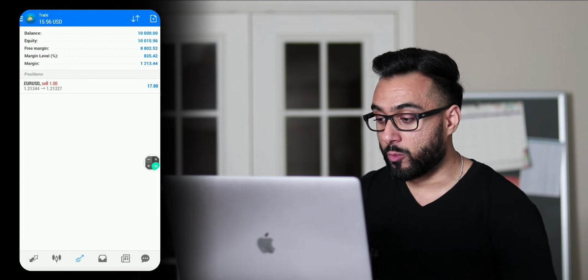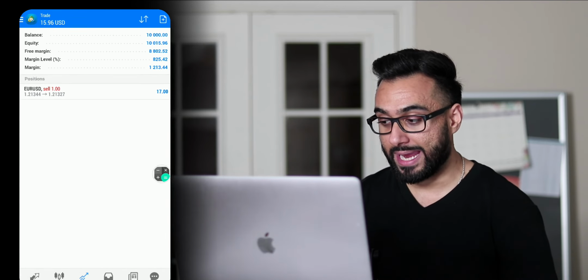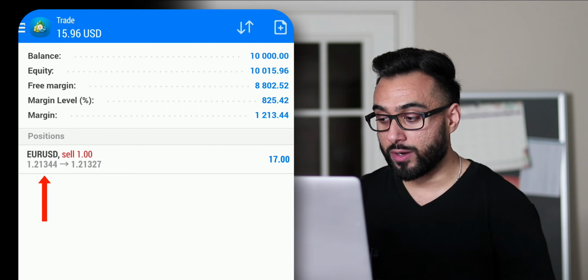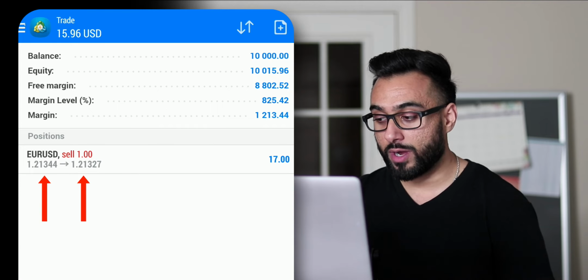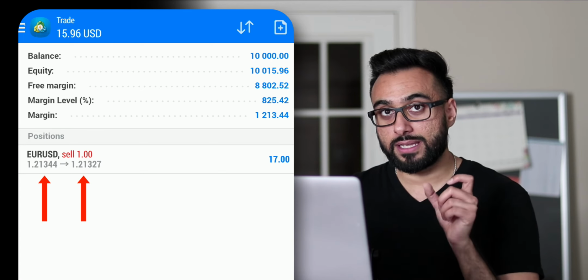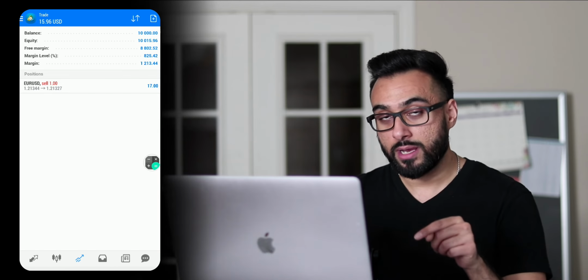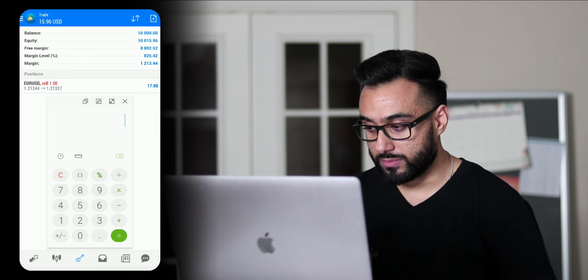Now, to bring all of this home, to put it in a real life scenario, to tie all of this stuff together, I'm going to be going back to the trade that I opened earlier, and we're going to explain that concept in the actual app itself. You'll notice we entered the trade at 1.21344, and the price is currently sitting at 1.21327. So we need to figure out how many pips the price moved from our entry to where the current price is sitting at right now. So how do we do that? It's very simple. You just find the difference.